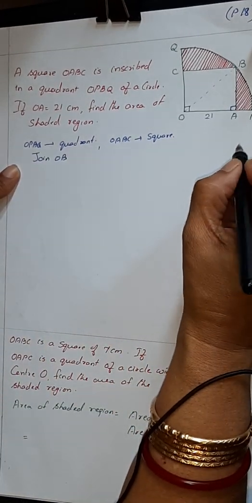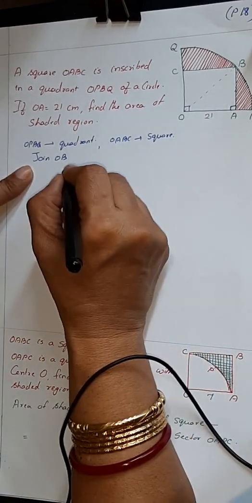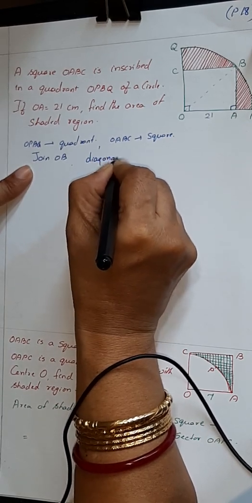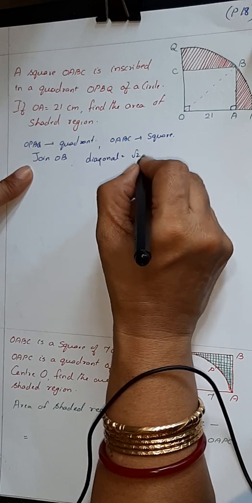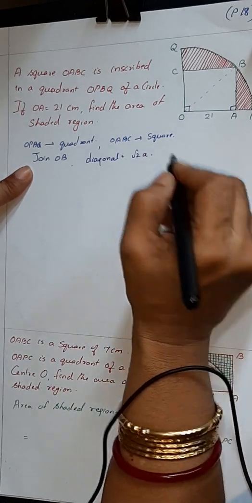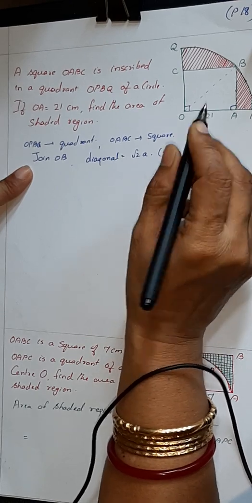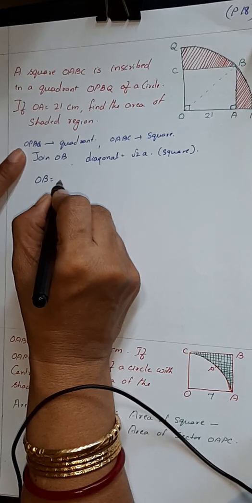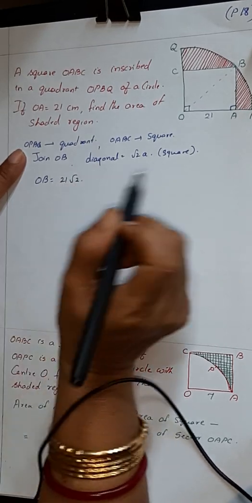So in a square we know the diagonal is equal to root 2a. So OB is equal to root 2 into 21, 21 root 2. How do you get this?